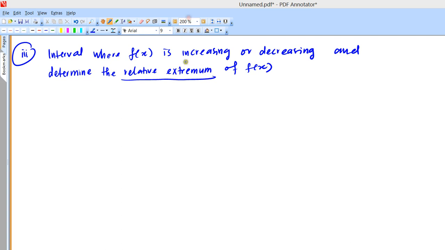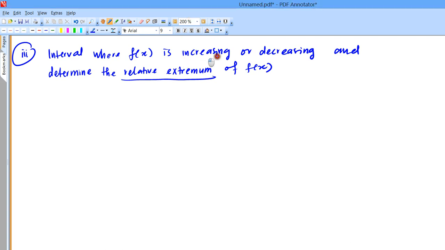Okay, first we need to find interval f(x) is increasing or decreasing. Okay, to find the interval, we need to draw a table. Before we draw a table, we need to define the interval. To find this interval, is actually based on value of critical point. So based on our previous solution, we have critical values.